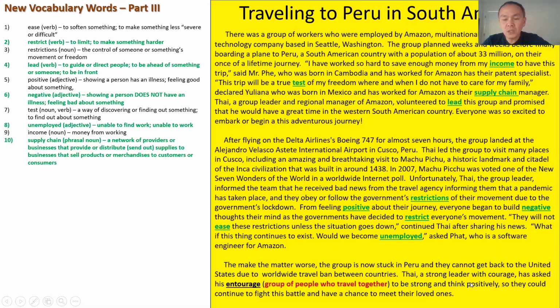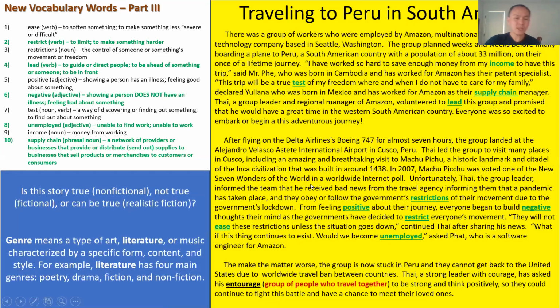Tai, a strong leader with courage, asked his entourage to be strong and think positively so they could continue to fight for this battle and have a chance to meet their loved ones. An entourage is when you travel in a group, okay? So I hope you understand the story about the journey that the people traveled to South America.